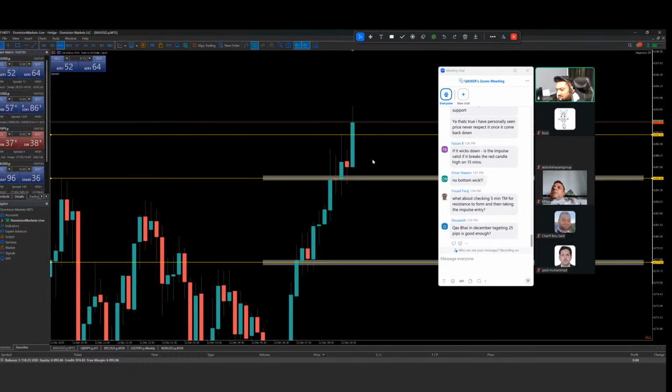Impulse entry, this happens every time. So try to get proper education about impulse entry. Try to do some back testing on your impulse entry, so then you will never be worried about that one. Someone already in a trade says, wow, my 50% still running, very nice. I did impulse entry, very nice.